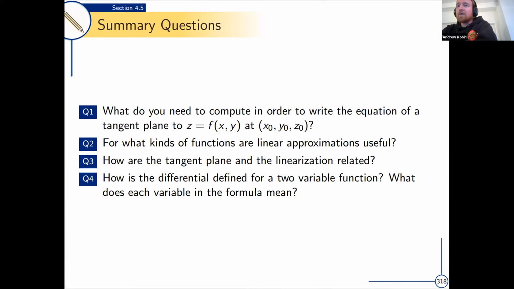Next, for what kinds of functions are linear approximations useful? How are the tangent plane and the linearization of a two-variable function related? And finally, how is the differential defined for a two-variable function? And what does each variable and even each expression in that differential formula mean?